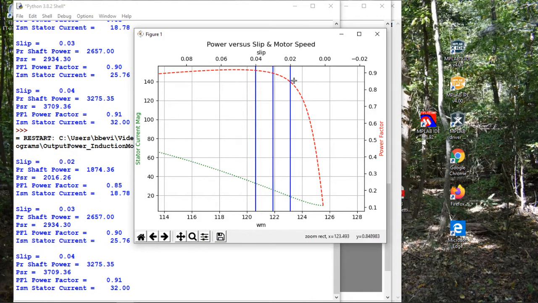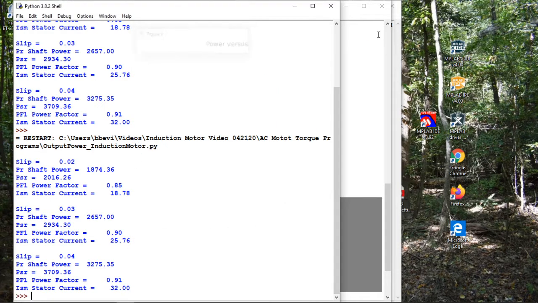So something maybe to consider, to maybe adjust the load so that you can be operating at a little higher slip. Okay, there we go.